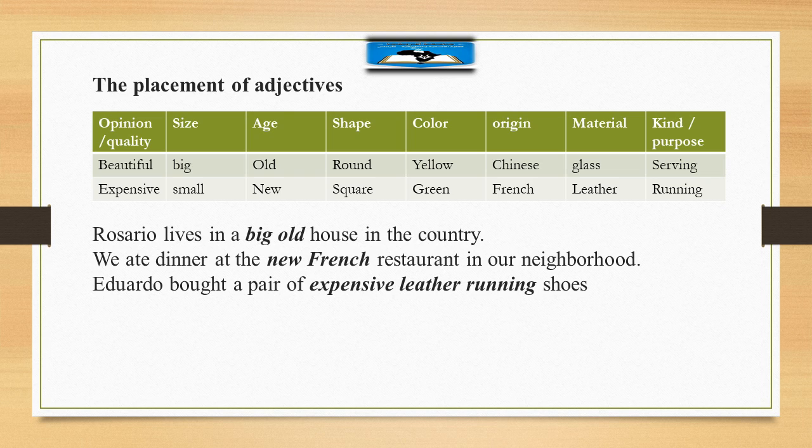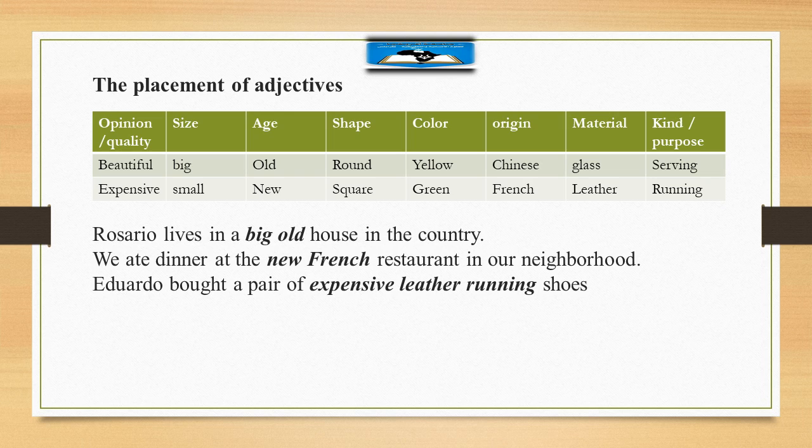When you want to use adjectives, you have to order them in this way. Let's say you want to use an adjective for size and an adjective for color in a sentence. Obviously you have to put the size first and then the color. Or if you want to use adjectives for age and material, you have to put the age first before the material, not vice versa. So this is the placement of adjectives, this is the order.